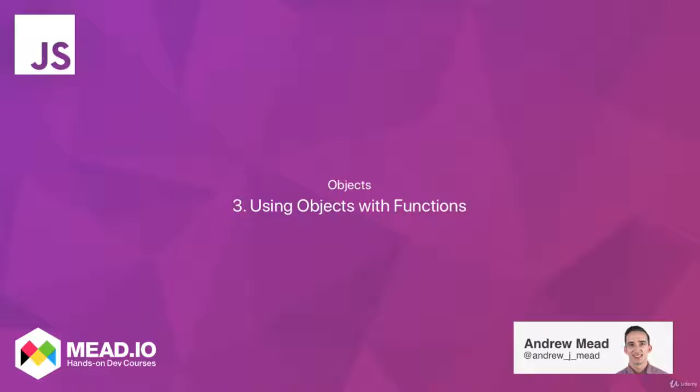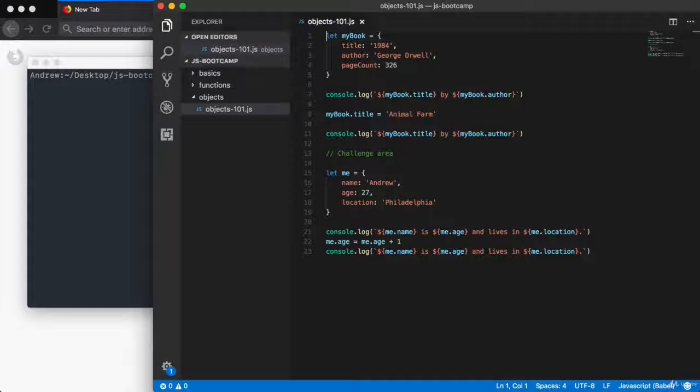Now that you know the basics of working with objects and their properties, in this video, we're going to figure out how objects work with functions. We're going to explore how we can pass objects in as function arguments, and we're going to figure out how we can return objects from our functions.